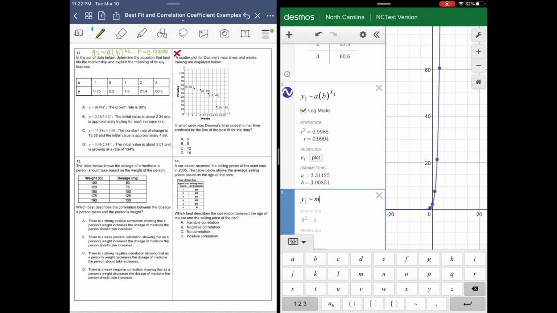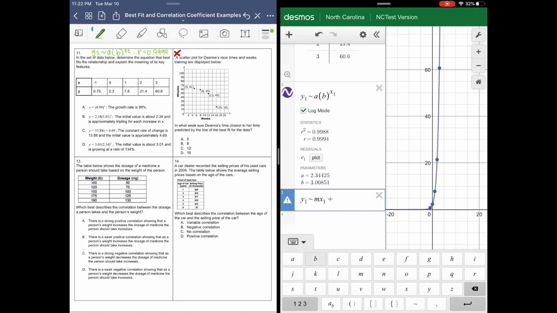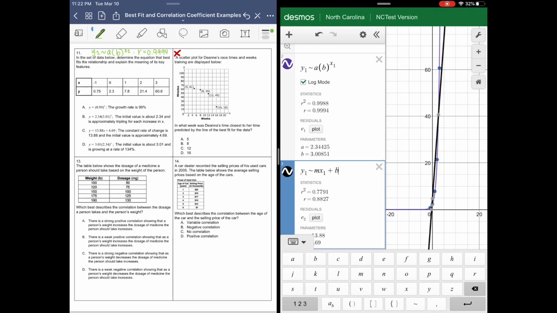Y1 squiggle mx1 plus b. So if I try to fit a straight line to this, let me make a note of this. For y1 squiggle mx1 plus b, the R value is 0.8827.